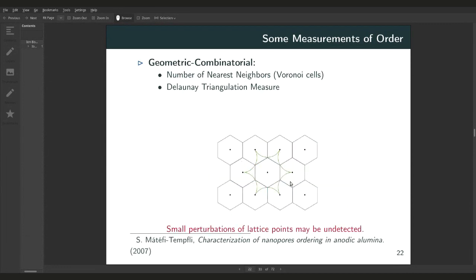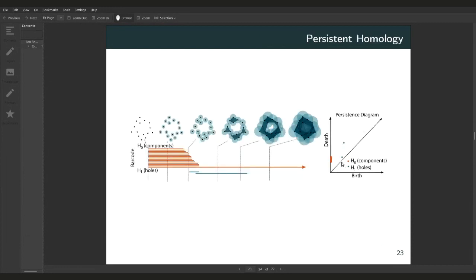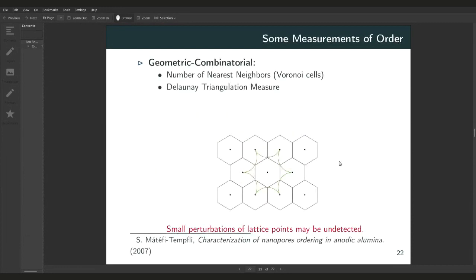The challenge here is that I can perturb the center of this lattice point anywhere in this green star region, and the number of nearest neighbors doesn't change. So small perturbations of lattice points may go undetected, and this measure is not really sensitive enough for what we're looking for, especially the nearest neighbor metric. Maybe another way of saying that is if you're really close to that green region and then you cross it, an epsilon change makes a discontinuous change in the measure as well. Yes, it does.